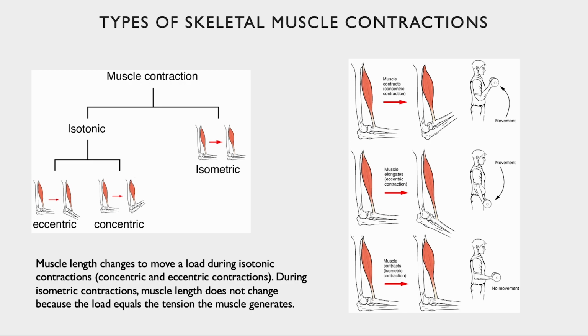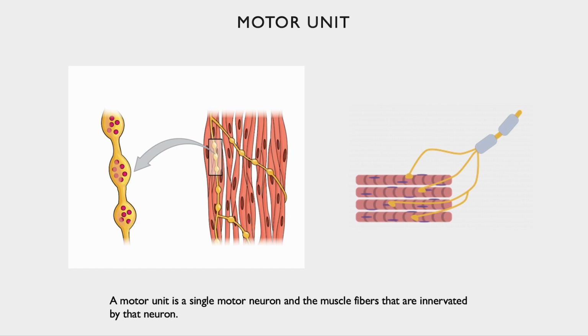So after we mention the types of muscle contraction, okay, we have to make reference to another very important physiological aspect, that is the motor unit. Here we have a very important physiological and also anatomical concept, okay, the motor unit. What is a motor unit? Okay, a motor unit is a single motor neuron that you have here, the lower motor neuron, and all the fibers that are innervated by that motor neuron.